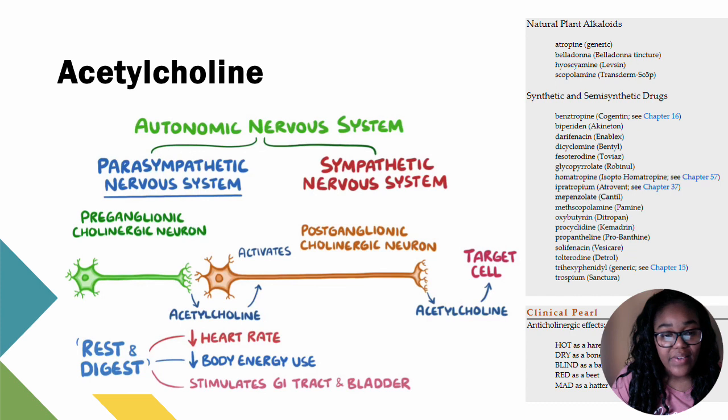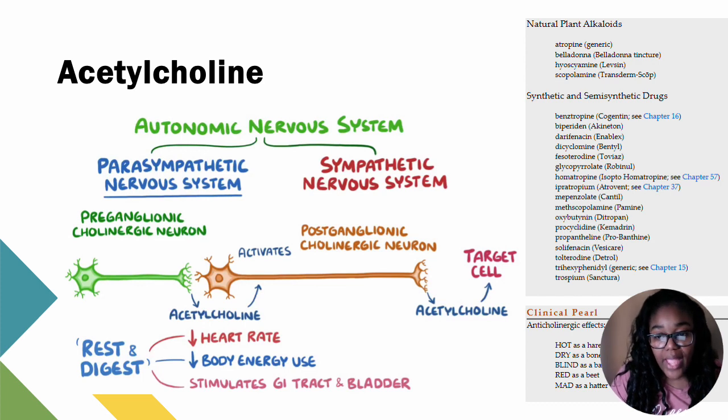So again, here's another slide regarding acetylcholine. Anytime we talk about our cholinergic drugs, we're talking about the neurotransmitter acetylcholine. And we have two different types of nervous systems: the parasympathetic and the sympathetic. Again, we are focusing on the parasympathetic nervous system, and that is heavily associated with the neurotransmitter acetylcholine. So again, we look at the rest and digest here. We have a decrease in heart rate. We have a decrease in body energy use because our body is indeed processing.